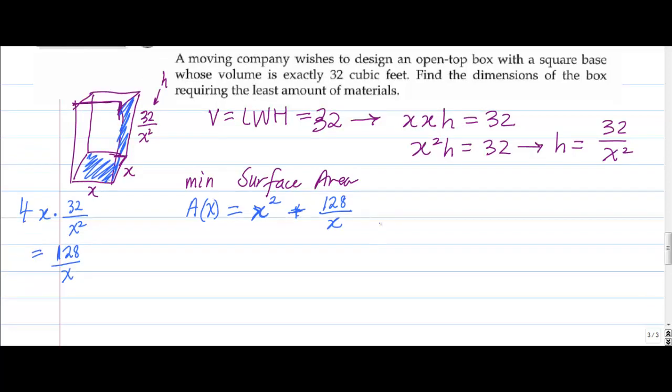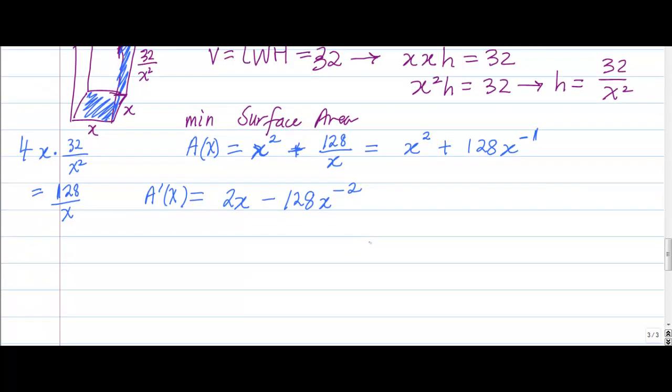How do we minimize? You take the derivative and set it equal to 0. So this I'm going to rewrite to make the derivative taking easier: x squared plus 128 x to the negative 1. So then this becomes 2x minus 128 x to the negative 2, which is 2x minus 128 over x squared.